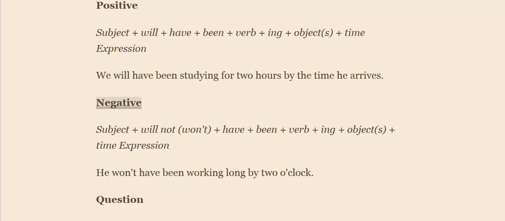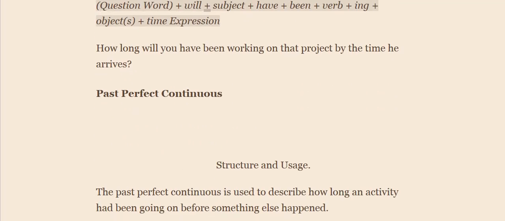Negative: subject plus will not (won't) plus have plus been plus verb plus -ing plus object(s) plus time expression. He won't have been working long by 2 o'clock. Question: question word plus will plus subject plus have plus been plus verb plus -ing plus object(s) plus time expression. How long will you have been working on that project by the time he arrives?